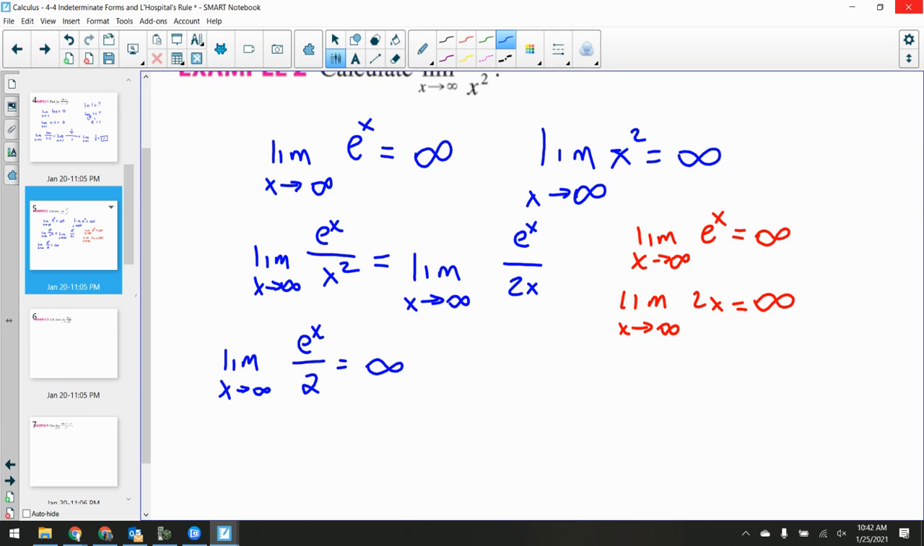So what do we see here? You can use L'Hopital's rule again and again if you need to. You can use it 3 times if you wanted to. There's no limit to it.